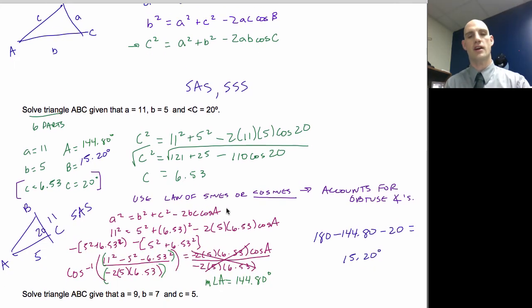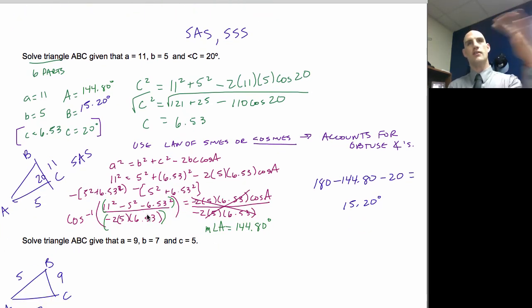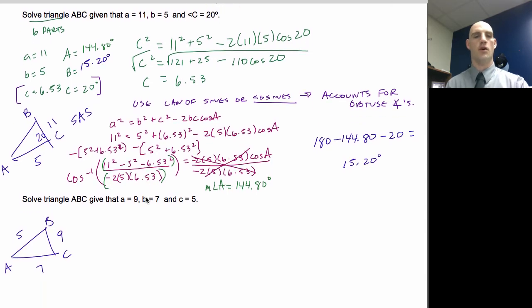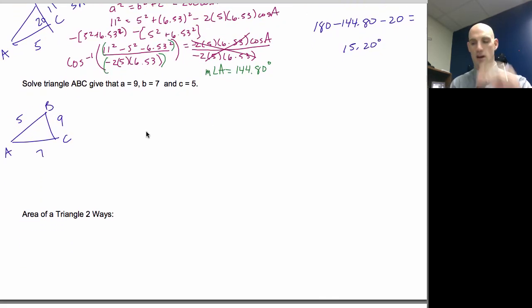And so that's where this trick here that I just showed you, where you can subtract everything and divide by the whole product in front of the cosine, that's going to be helpful here. So let's take a look. Let's set up the first one.